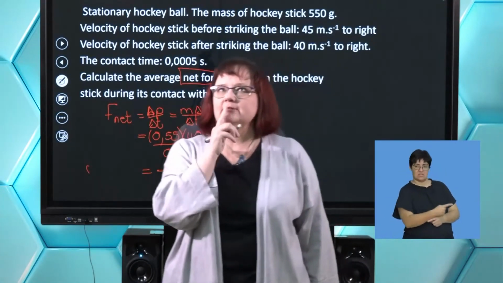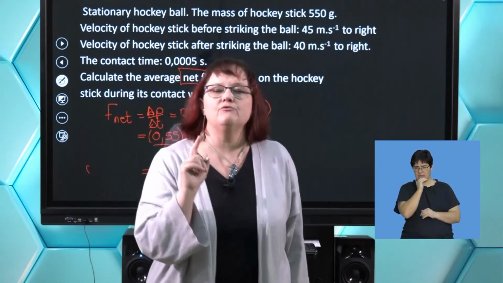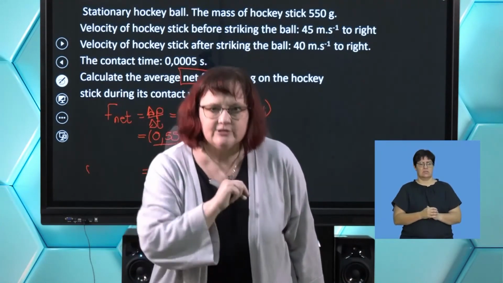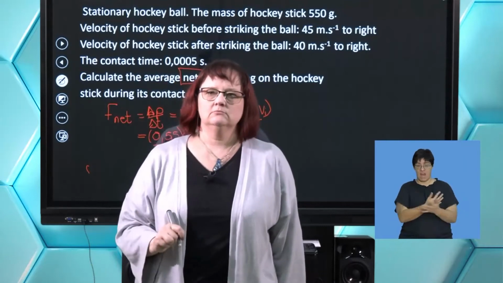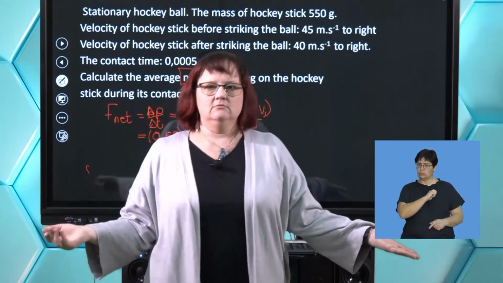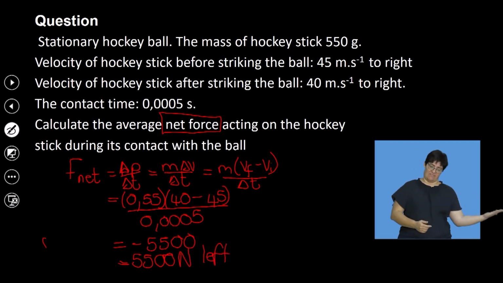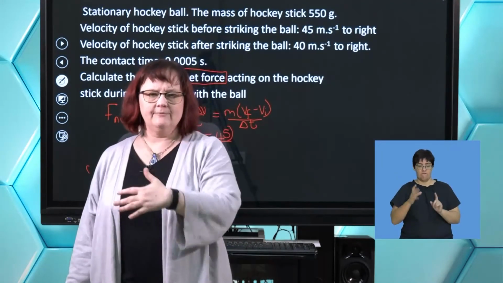Now we've got to think about this and go, negative force means that the acceleration will be in the opposite direction. Acceleration in the opposite direction means that it's going to slow down. That makes sense. It did slow down. So this is 5,500 newtons. Now, it was originally going to the right, so now it's going to the left. This is now the question. Where did that backwards force come from?